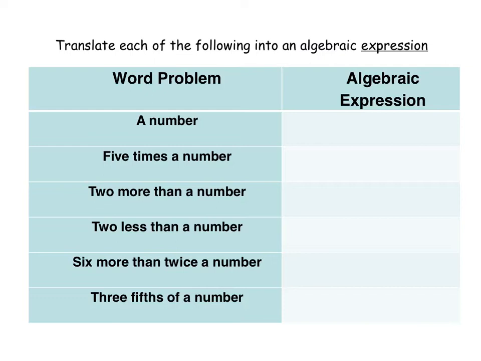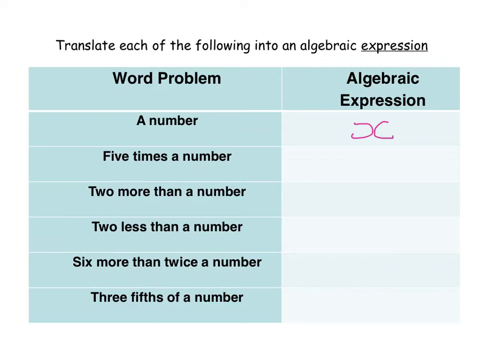Let's start with some basics. We're going to translate each of the following into an algebraic expression. Remember, an expression does not have an equal sign. It's not an equation. We're given a word problem in the first column, and in the second column we're going to write an algebraic expression to represent that word problem. So starting simply with a number, we can call the number x. And all of the other algebraic expressions will be based off of this number.